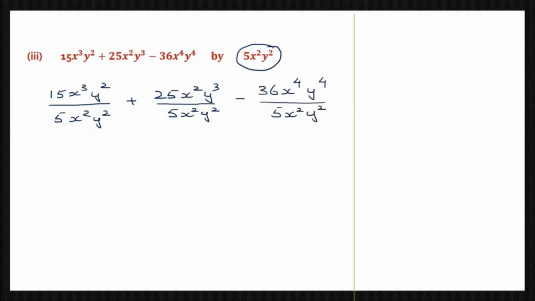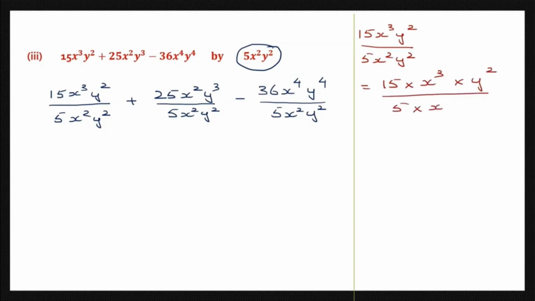So let's take each one separately. So let's take the first term 15x to the power of 3 y to the power of 2 by 5x squared y squared. So that is 15 into x to the power of 3 into y to the power of 2 by 5 into x to the power of 2 into y to the power of 2. So let's cancel. We can cancel 5 and 15. 5 threes are 15. So that is 3 into x to the power of 3 minus 2 into y to the power of 2 minus 2. So, and in the denominator it's 1.